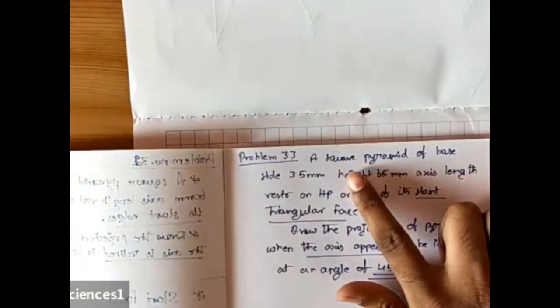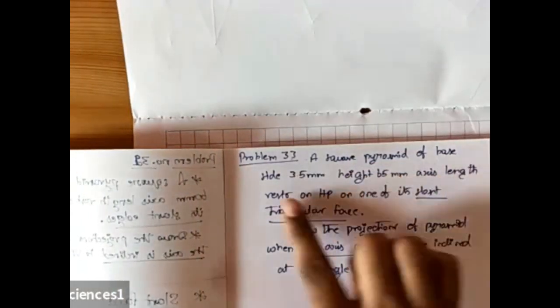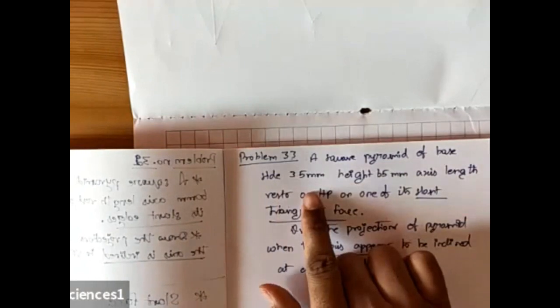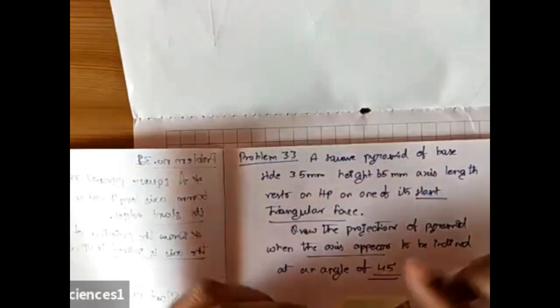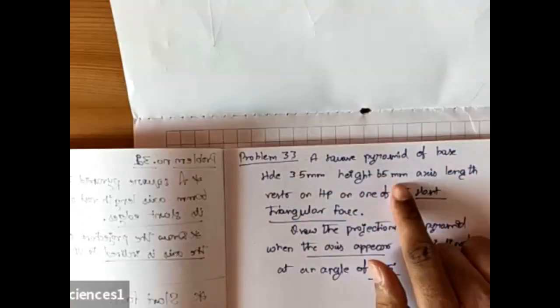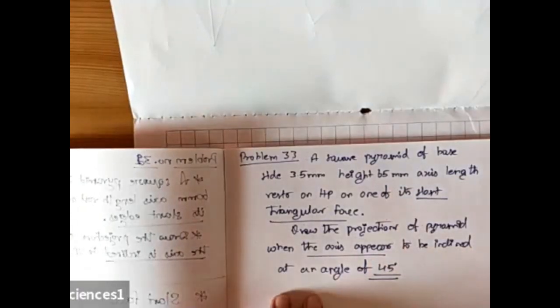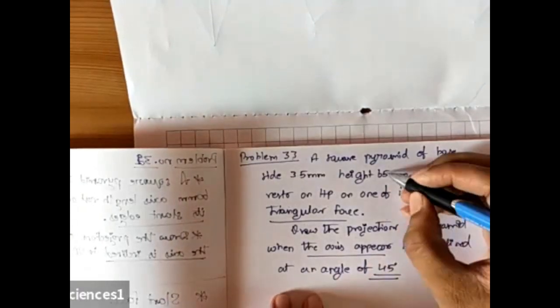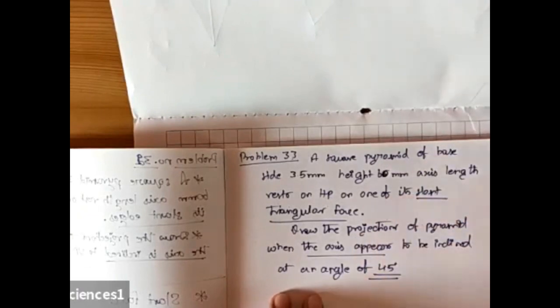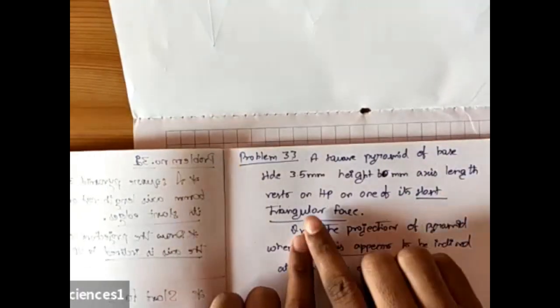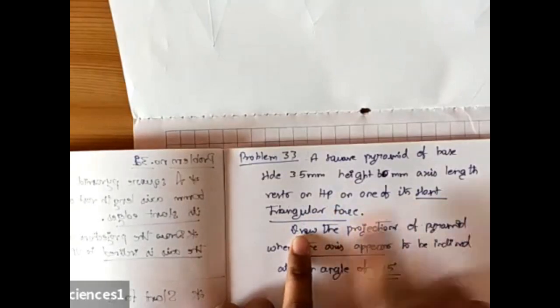I'll read the question. It is a square pyramid with base side 35, and the height is given as 65. We'll make this height 60. Let the height be 60. It is resting on HP with one of the slant triangular faces.